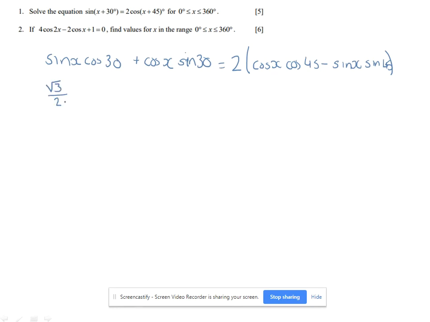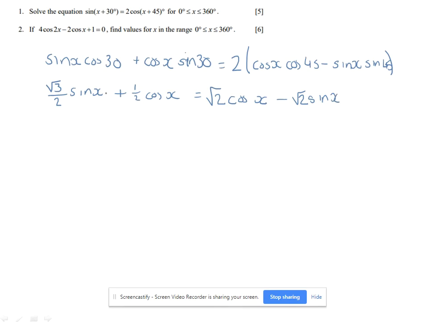So these exact values we can then put into our calculator, and we can simplify to the next line of root 3 over 2 sin x. So that's the first bit, plus sin 30 is a half, so a half cos x equals, and if we multiply this bit out, cos 45 gets us root 2 over 2, and then multiplied by 2, so we end up with root 2 cos x minus, and then we've got to do sin 45, but then also multiply it by 2, so we end up with root 2 sin x.